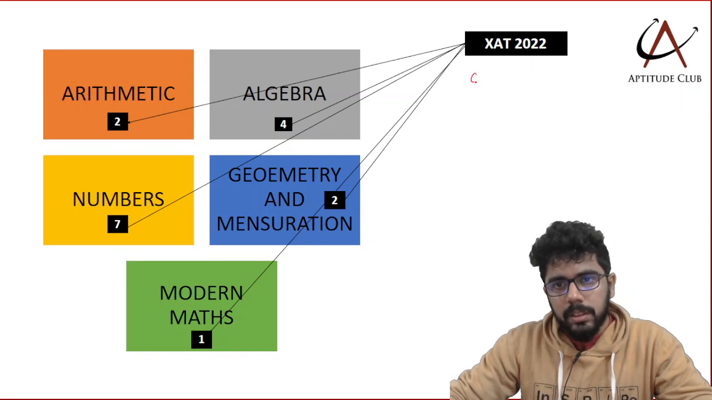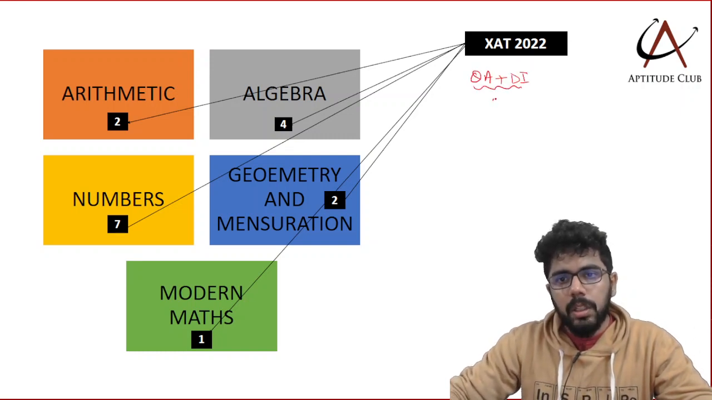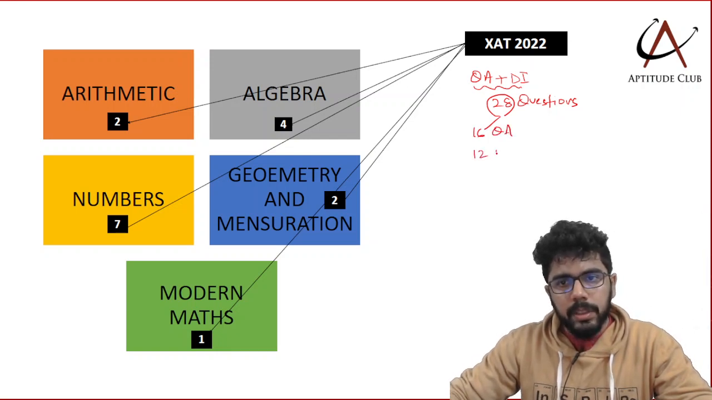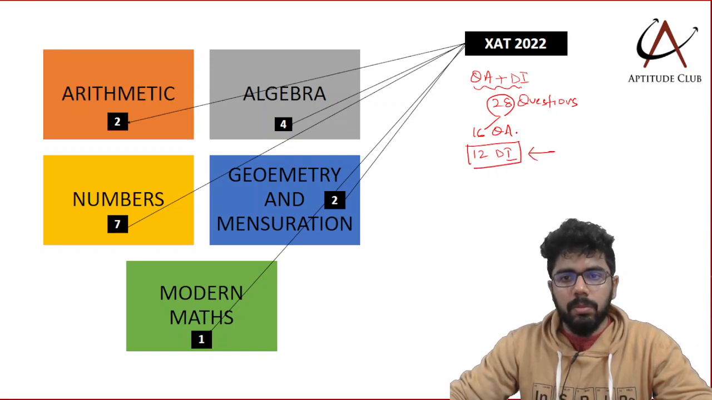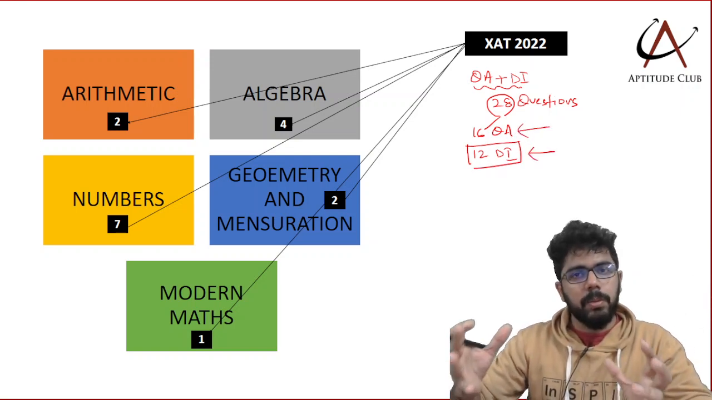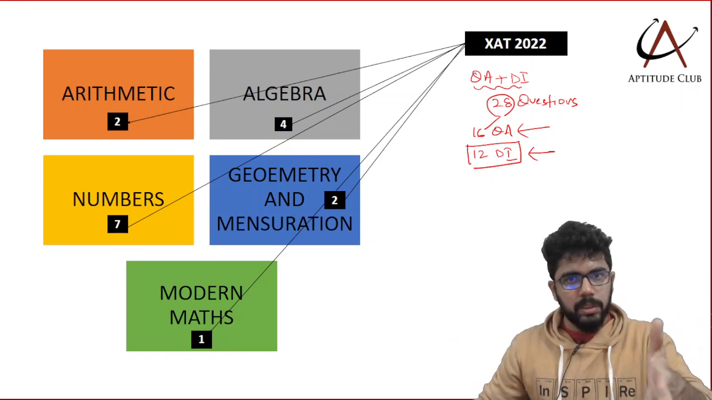So this was the analysis. If I look at the QA and DI section, we had a total of 28 questions, and out of these 28 questions, 16 were from the quants part, and 12 were from the DI part. The 12 DI questions I will cover separately in another video, but these 16 quants questions I'll be covering in 2 parts. So this is part 2.